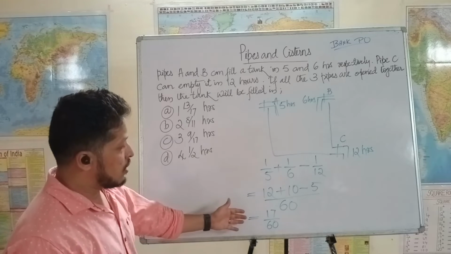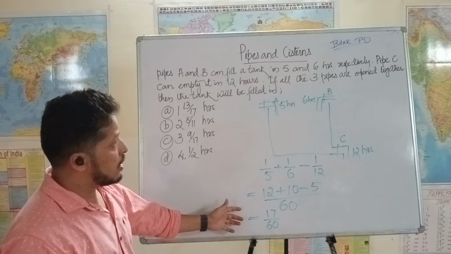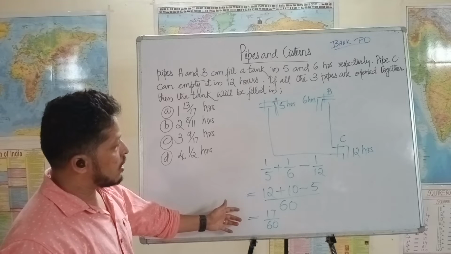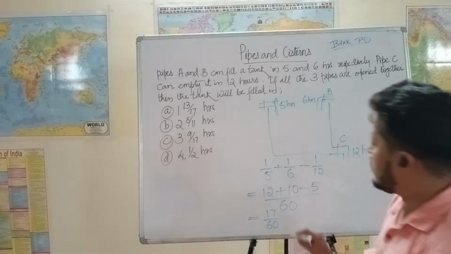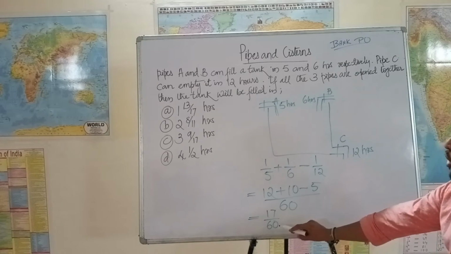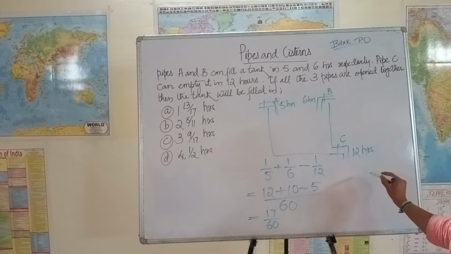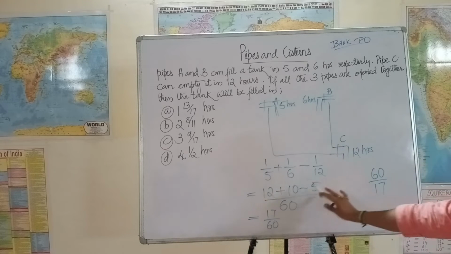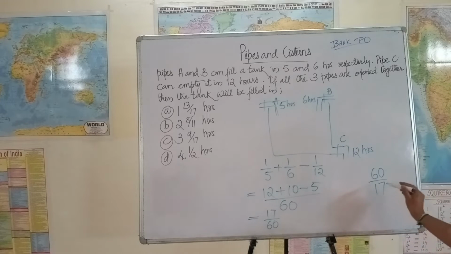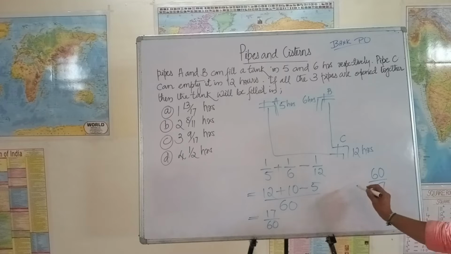Now, you have to see that this is the total work done. That means if you have to see in how many hours this is done, then you have to divide: 60 divided by 17. So this is the efficiency of all 3 pipes. So this is the total work done in hours.